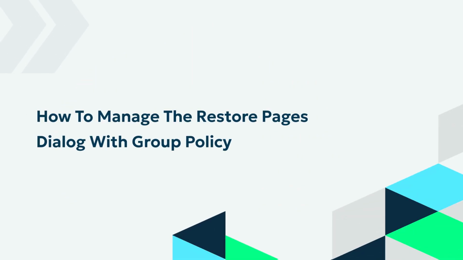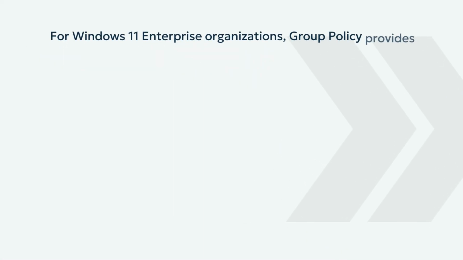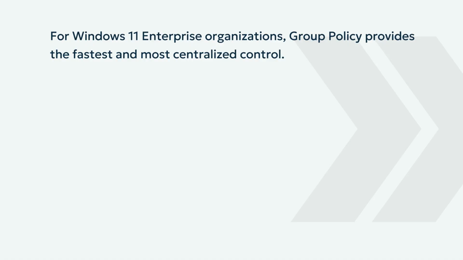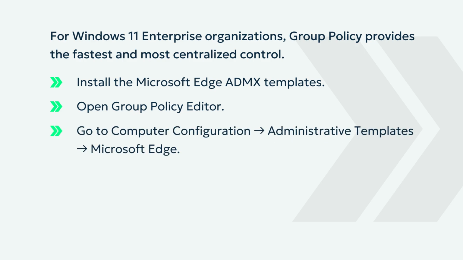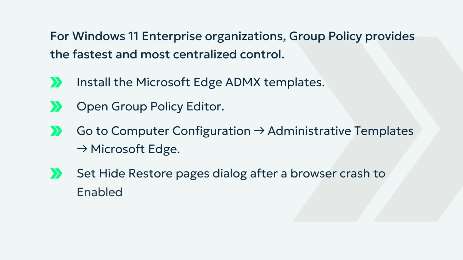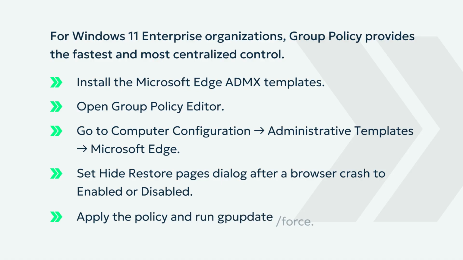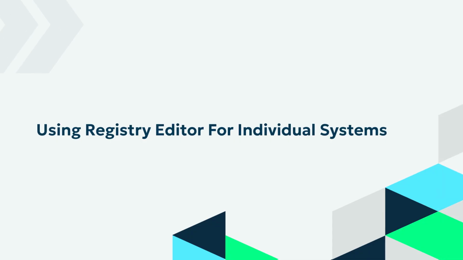How to manage the Restore Pages dialog with Group Policy. For organizations running Windows 11 Enterprise, Group Policy offers the fastest and most centralized control. After installing Microsoft Edge ADMX templates, open the Group Policy Editor and navigate to Computer Configuration, Administrative Templates, Microsoft Edge. Look for "Hide Restore Pages dialog after a browser crash" and set it to Enabled to suppress the prompt or Disabled to allow recovery. Apply the policy, then run gpupdate /force to make the change system-wide.